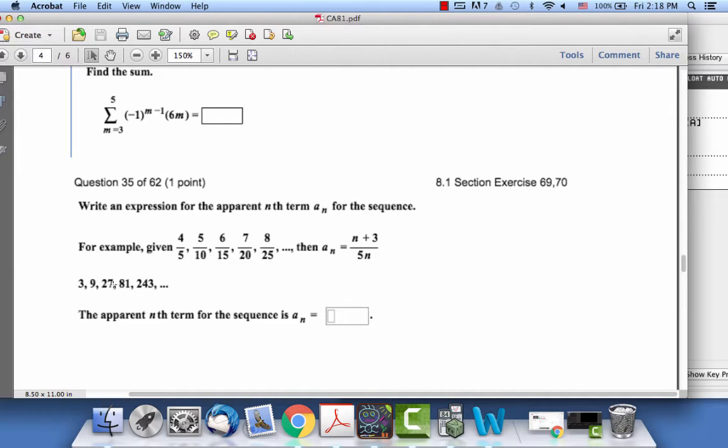So 3, 9, 27, 81, 243, it appears that we're always multiplying by 3. So if we're always multiplying by 3 from the previous term, then on the first term, I've just got 3. The next one, I've got 2 3's. The next one, I've had 3 3's. I get a new 3 each time. So the apparent nth term is 3 to the n.